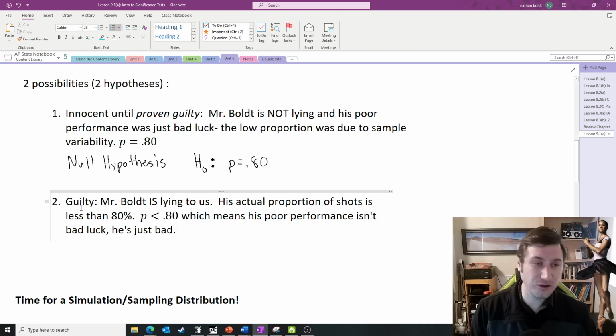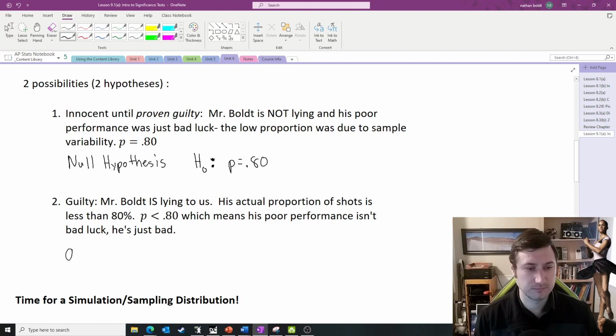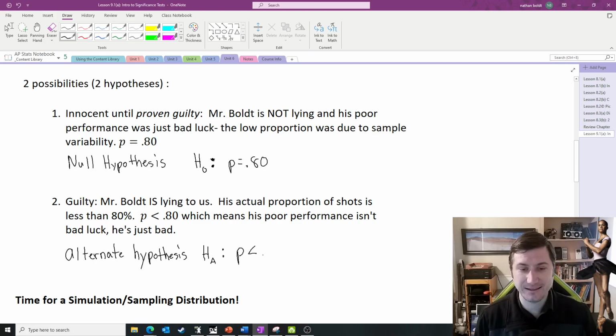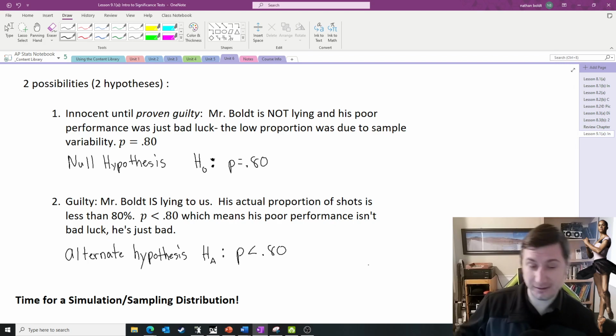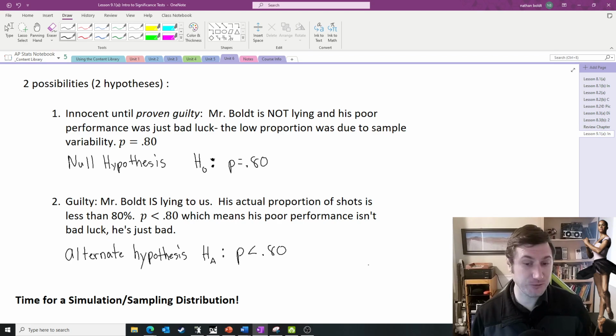Now, that one is called the alternate hypothesis, and the way we denote that is H sub A. So the other possibility is that his proportion is less than 80%. And the sample we got is not anything crazy or bad luck. It's close to the actual proportion, which is less than 80. Those are the two options here, and we have to find evidence to see which one is actually the case. Do we pronounce Bolt guilty, or do we pronounce him not guilty?